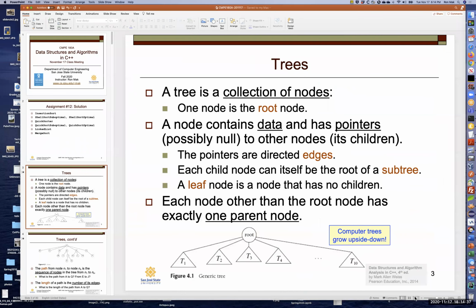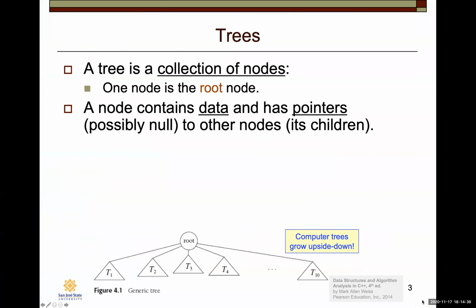Bauman, arbor. Okay, so trees. A tree is a collection of nodes, just like a linked list. One node is known as the root node. So here's a very abstract picture of the tree. Here's the root node, and each node can contain data and pointers to other nodes, its children.